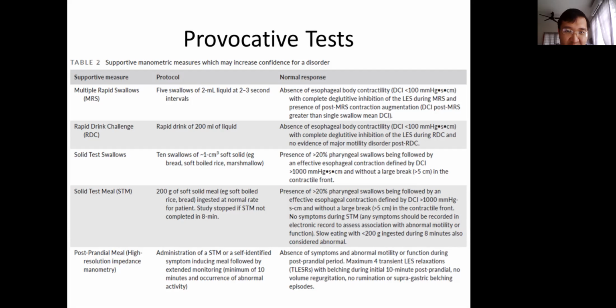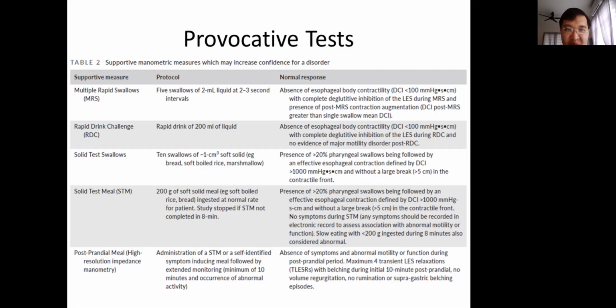Yeah, probably like what Prof said, it's true. Provocative test is actually very useful, and it could be an adjunct to help you diagnose and differentiate between different conditions. So it's definitely very useful if units doing esophageal manometry can incorporate it inside their protocol.